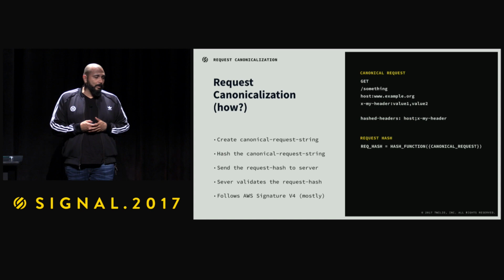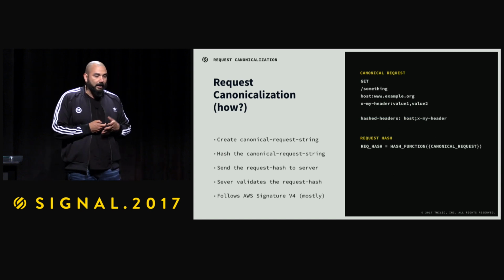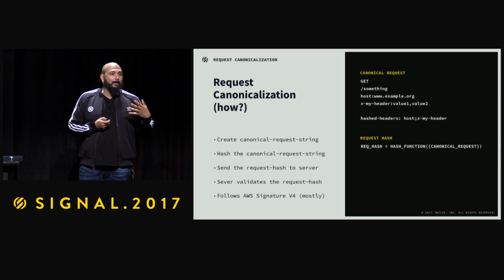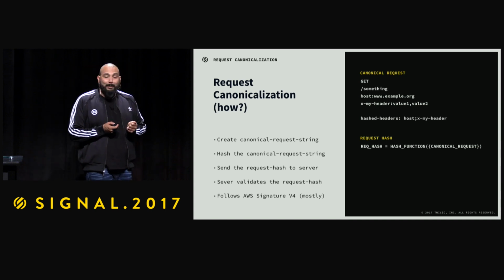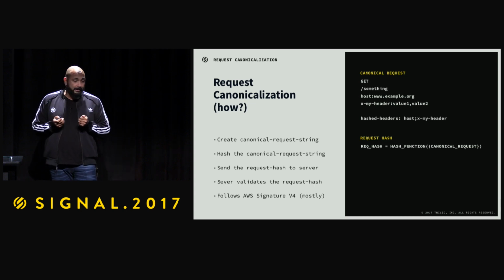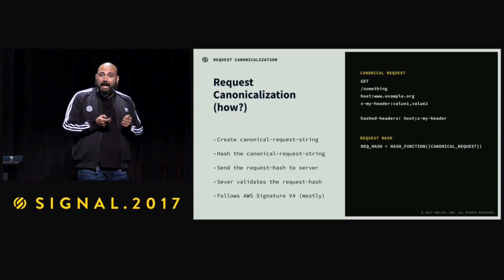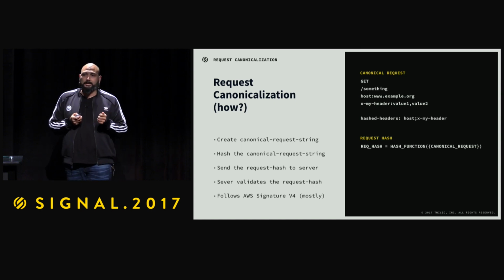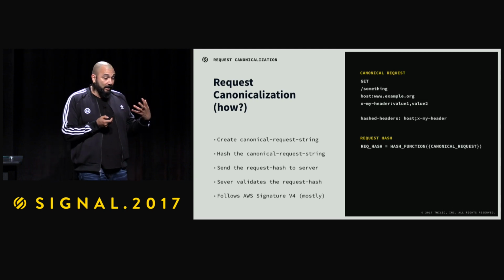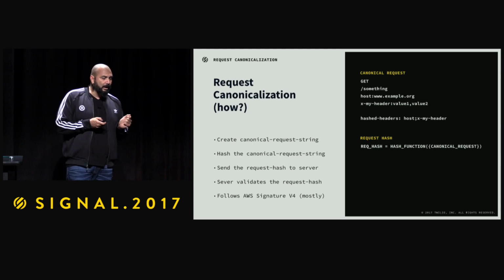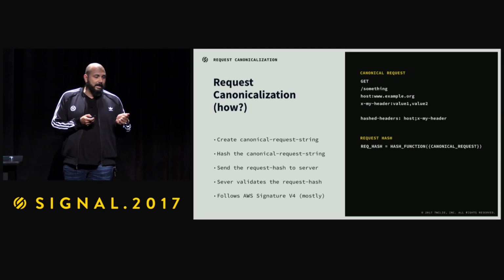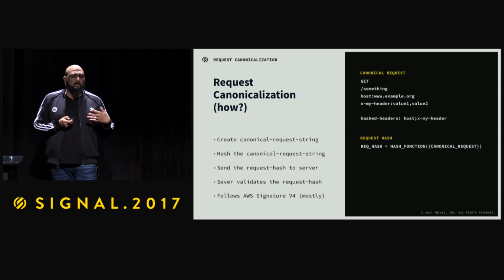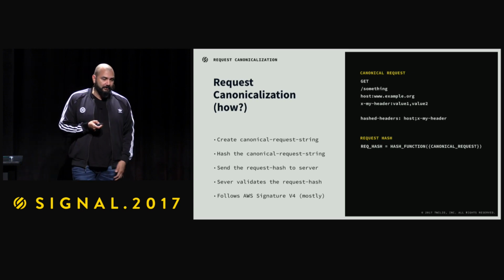So the first thing we want to do is create a canonical request string. This is the form I was talking about on the right, which is essentially a canonical HTTP request. The next thing we want to do is hash that canonical request string. Then we send that request hash in some form to the server. The server then uses that request hash to validate that the request was sent in its original form. Now, this follows mostly AWS Signature Version 4, which you can look at on their website. We're going to follow more or less what they do, with a few differences.